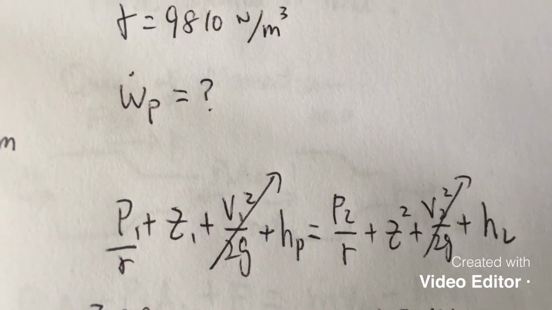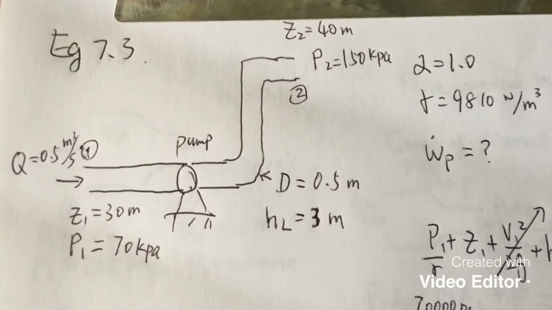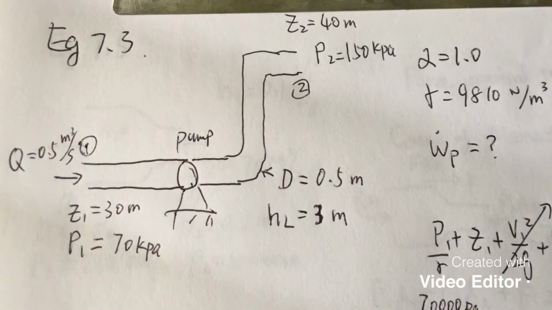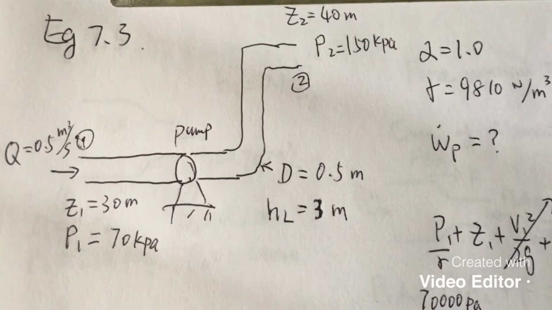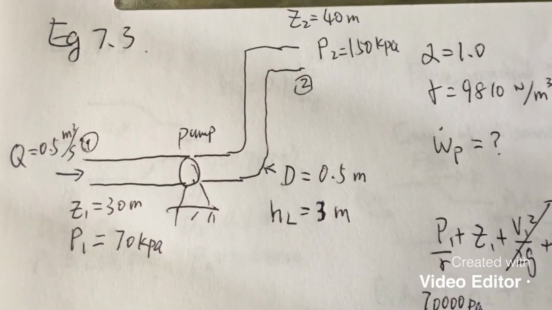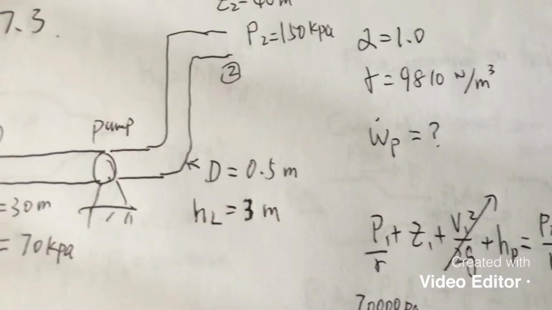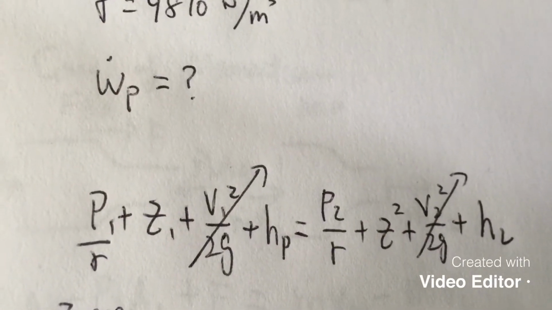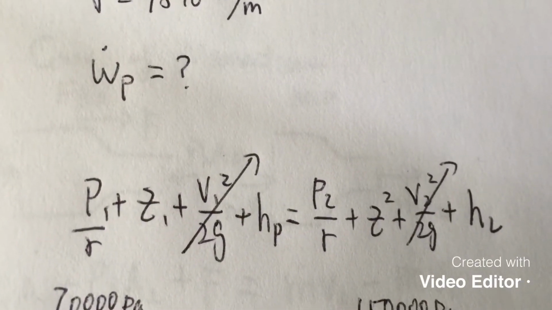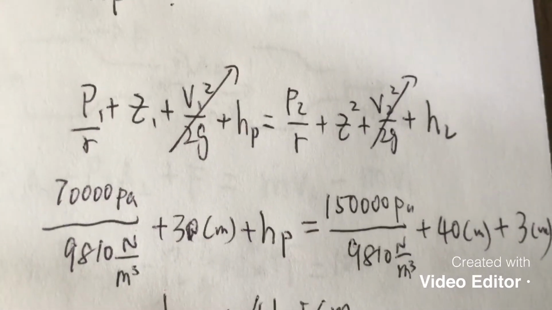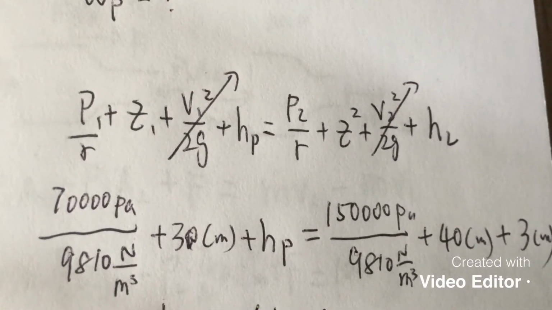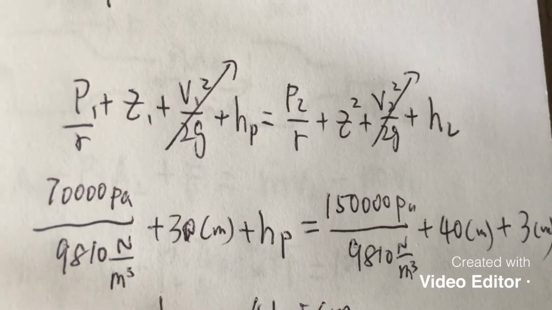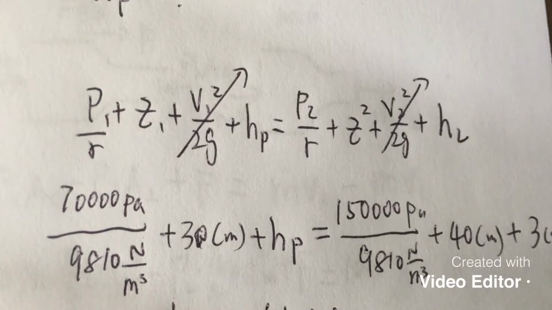So the velocities are the same. They are not equal to 0, but they are the same. Conservation of mass: the flow rate has to be the same in and out, so the velocity has to be the same. The diameter is the same, right? So you can cancel the velocity V1 and V2. Velocity heads are canceled. So we know everything, except the HP, pump head. That's the purpose. After we calculate the pump head, we can calculate the power.